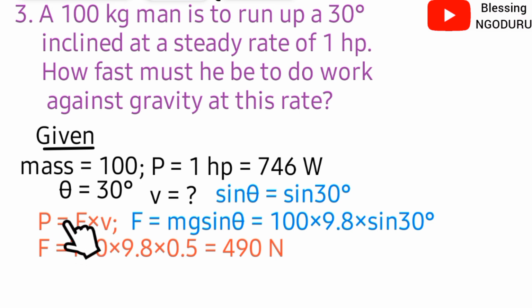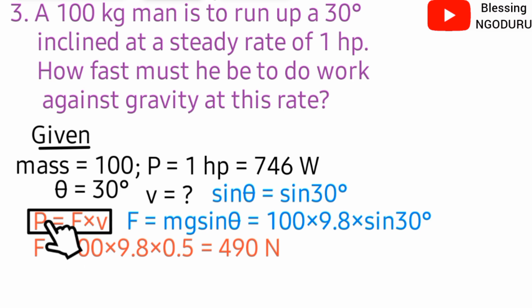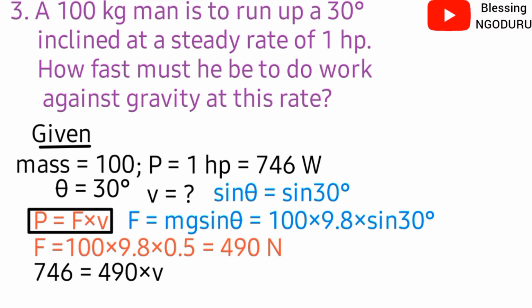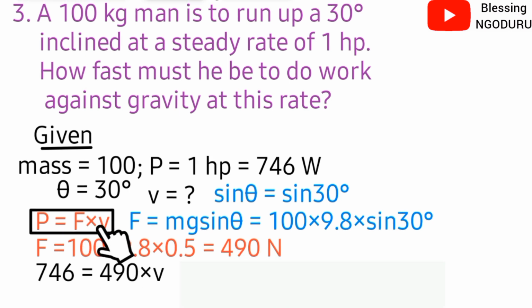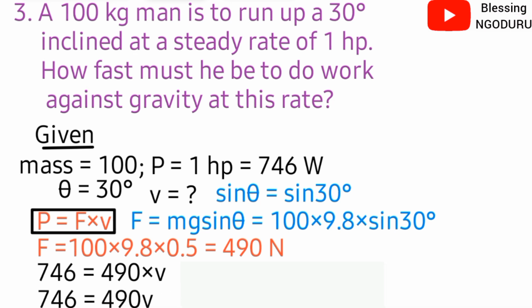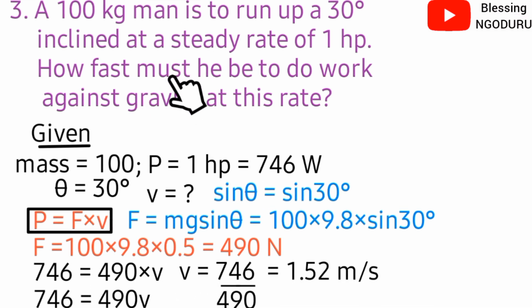Remember, we are working with this formula. Now we've gotten our value for force. Remember, in our question, we are given power, and the power is 746 watts. Now let's find the speed v by substituting these values into the formula. So we have P, that is the power value, equal to F times V. So we have 746 equal to 490 times V, which gives 490V. Therefore, V will be equal to 746 divided by 490. Therefore, how fast the man must be to do work against gravity is 1.52 meters per second. I hope this video helps.